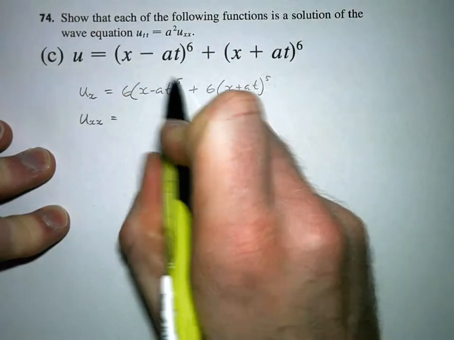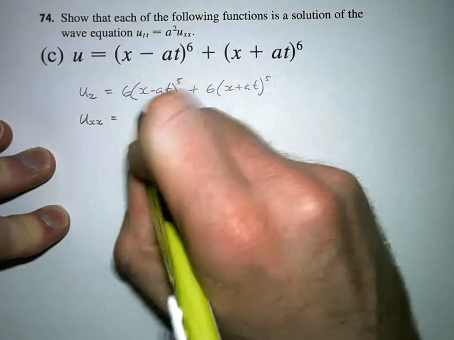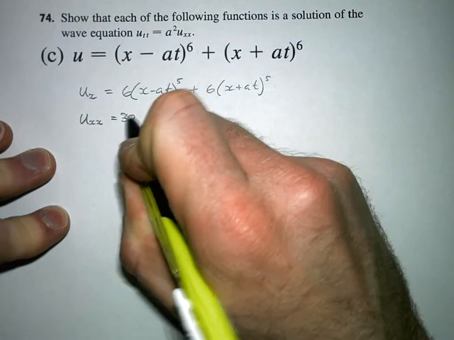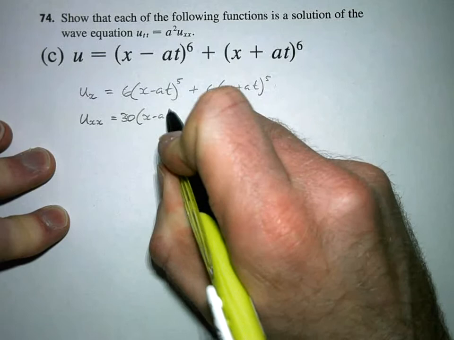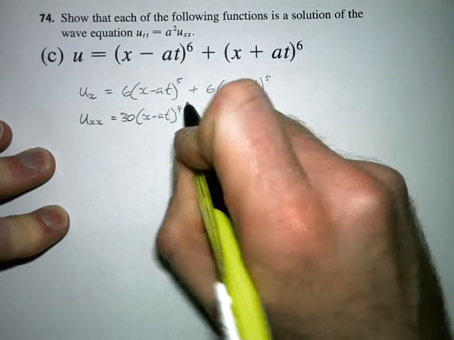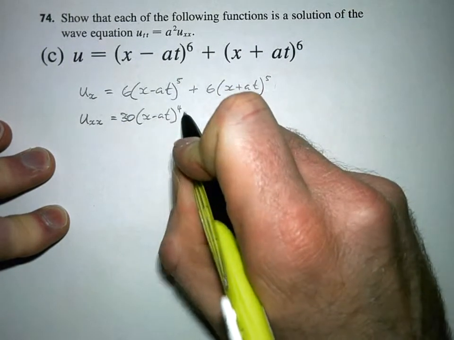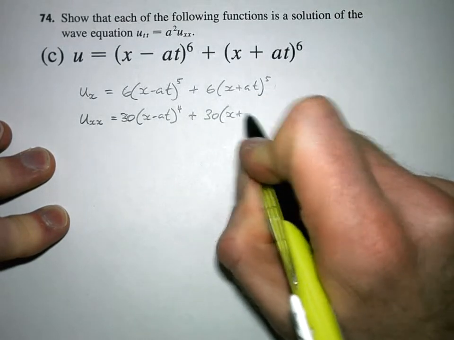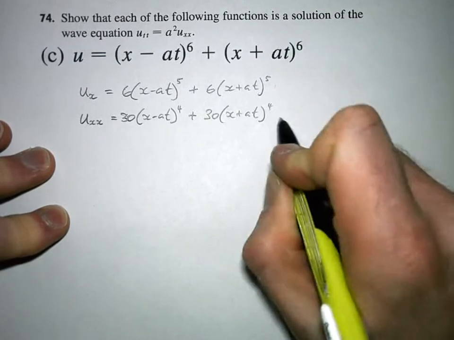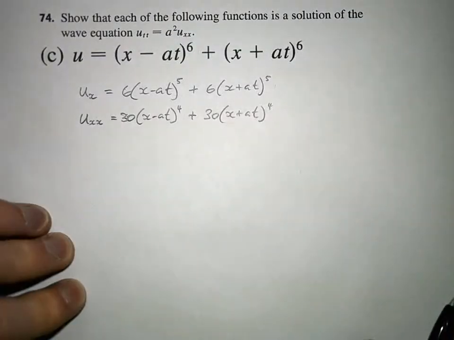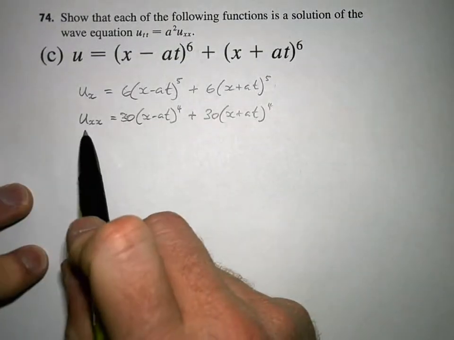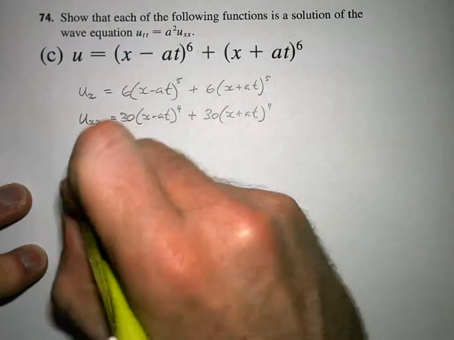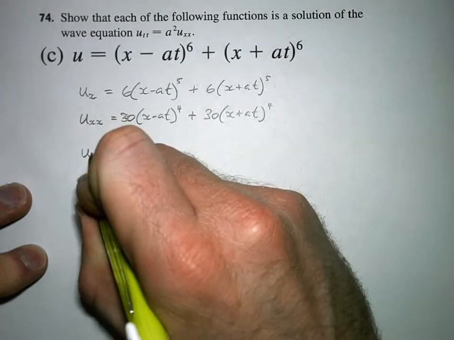That's equal to, once again, chain rule. Bring down the 5. You get 30 (x minus at) all to the power of 4, again multiplied by the derivative of the inner function, which is just 1. Plus 30 (x plus at) to the power of 4, multiplied once again by 1. Right, so we have found the second partial derivative with respect to x. Let's do the same for t.